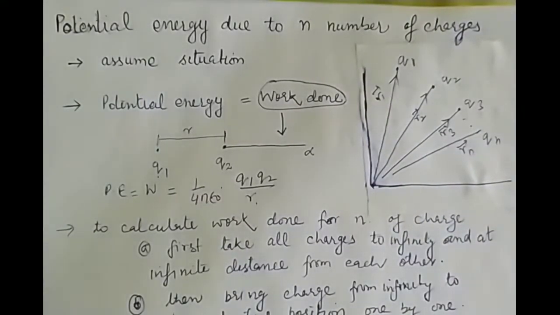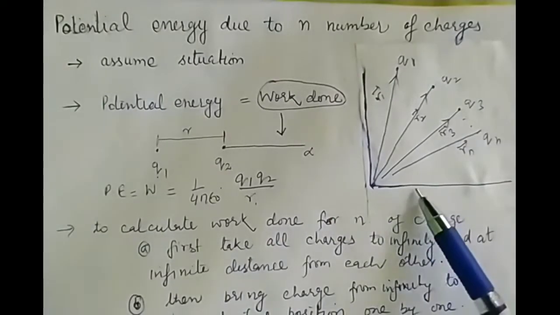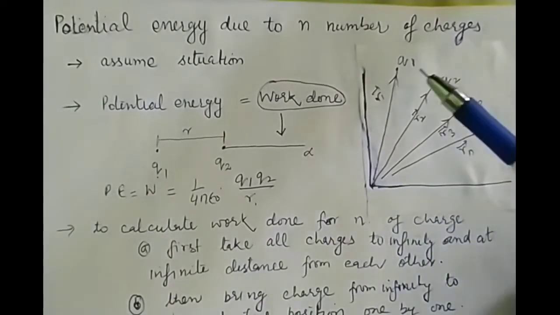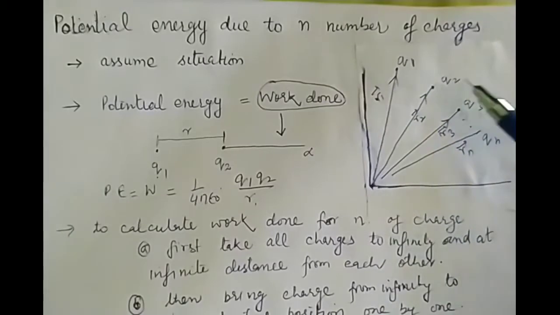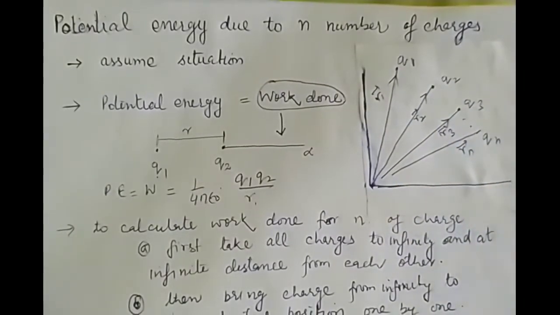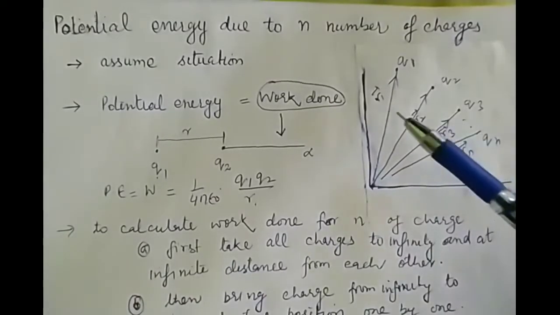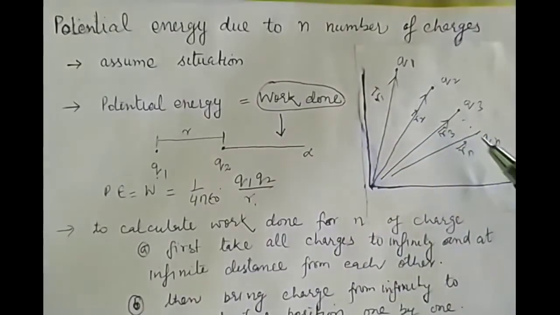In this video, we will discuss the potential energy due to n number of charges. To calculate the potential energy for n charges, first we assume the situation. So I consider this is our reference frame where Q1, Q2, Q3 and so on Qn charges are there, having position vectors R1, R2, R3 and so on Rn.